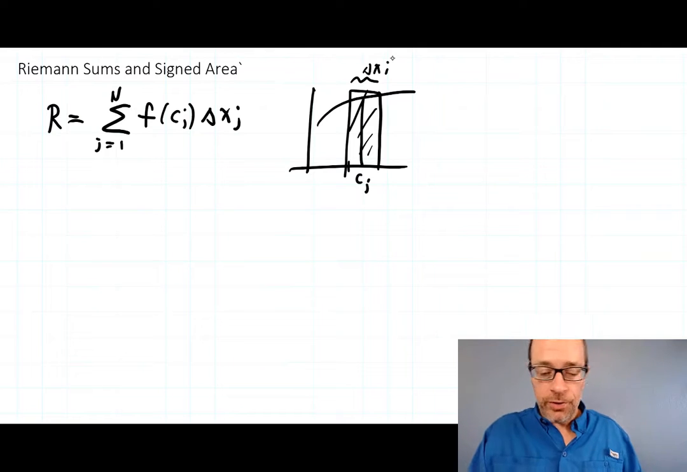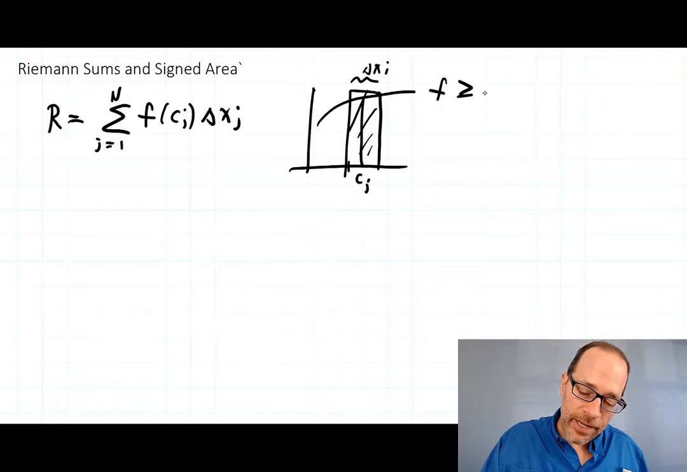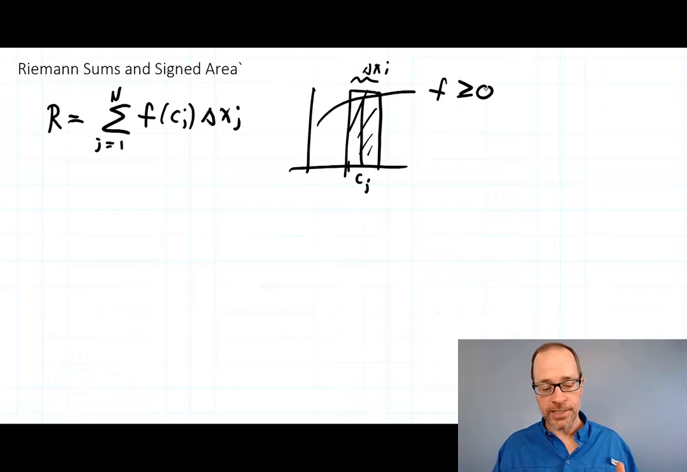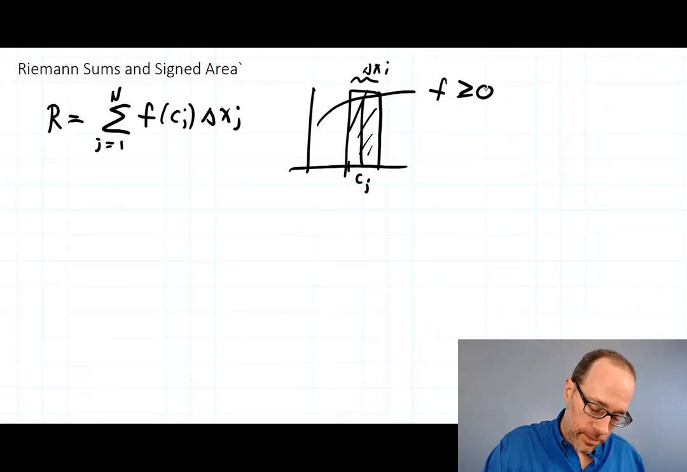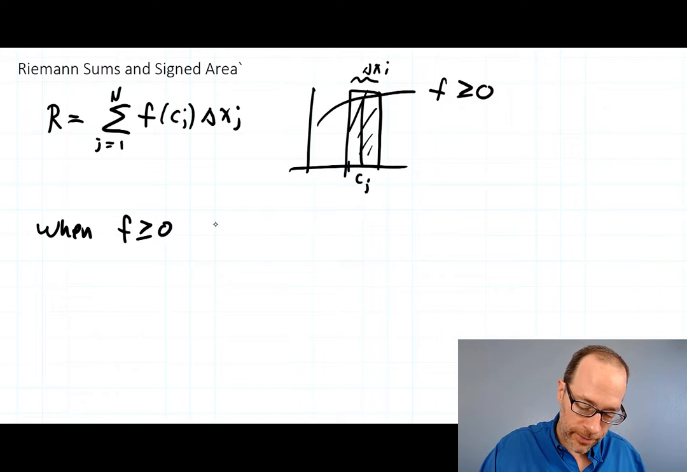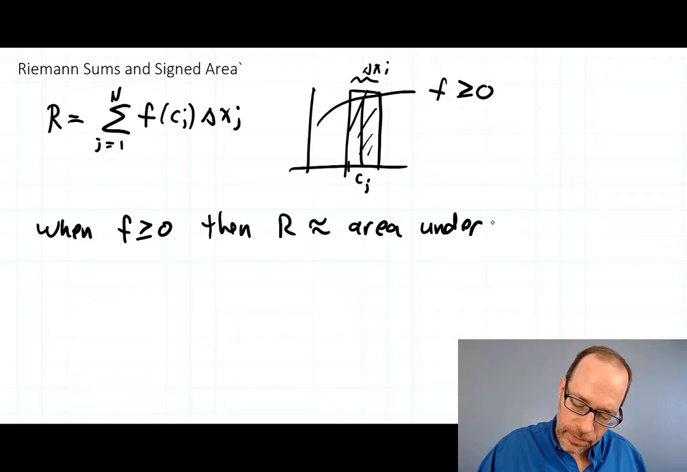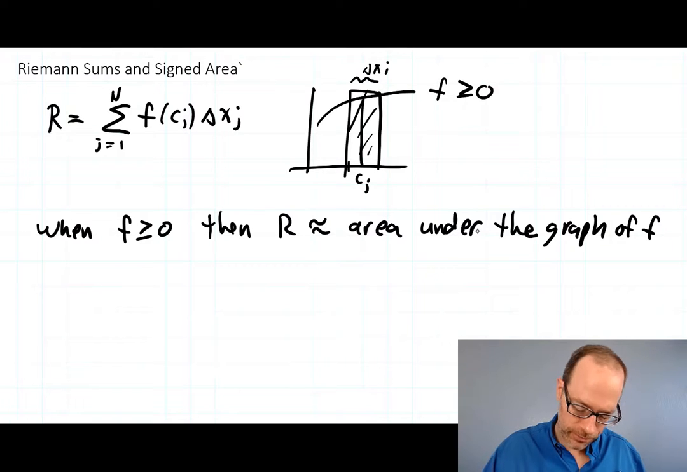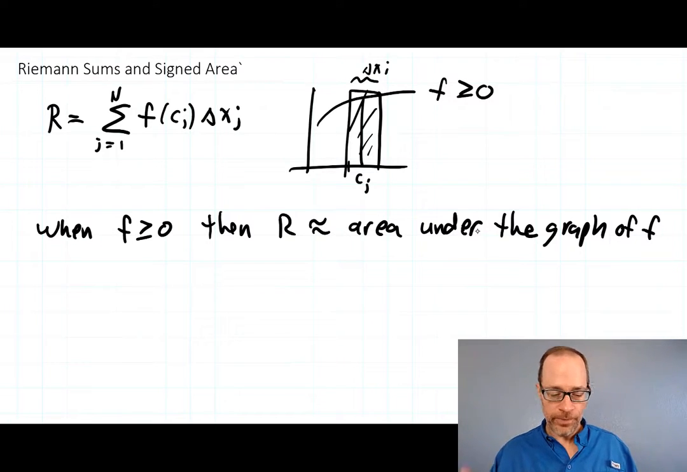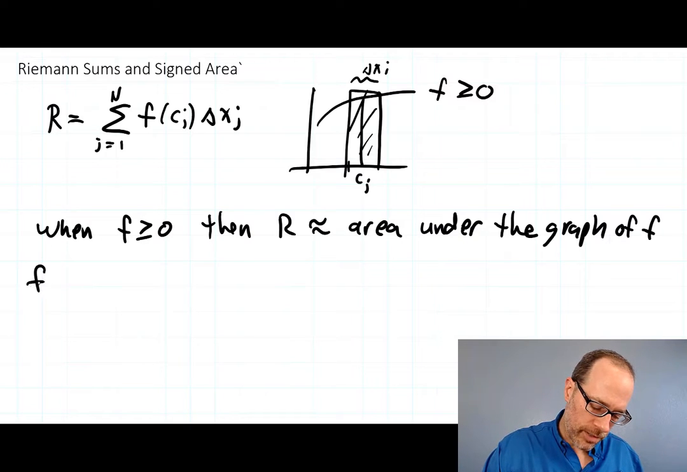All right, we always drew the picture with f bigger than or equal to 0, so area under the curve made sense. And in fact, when f is bigger than or equal to 0, then R approximates the area under the graph of f. All right? That was our whole motivation. So we've seen that a lot. Very believable. But what about when f is negative?